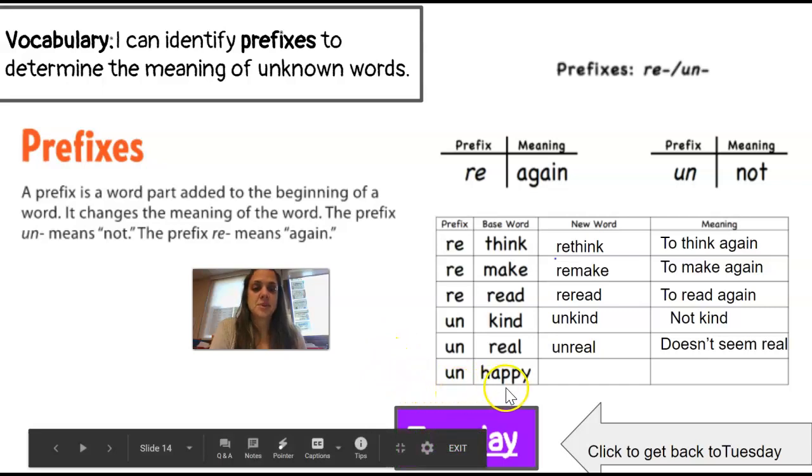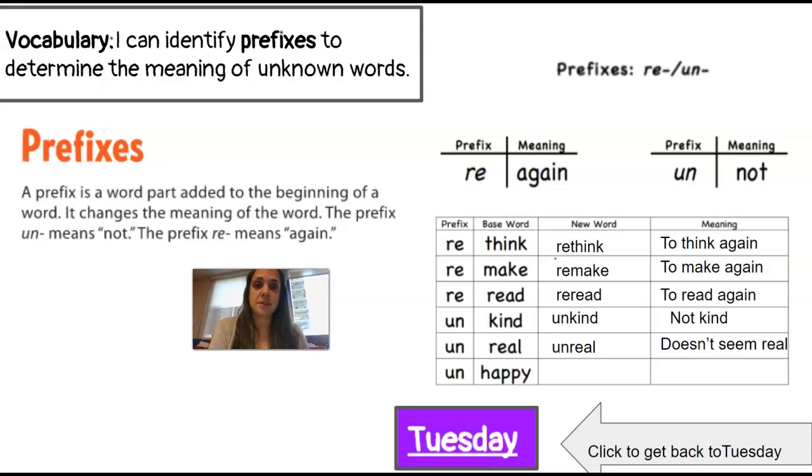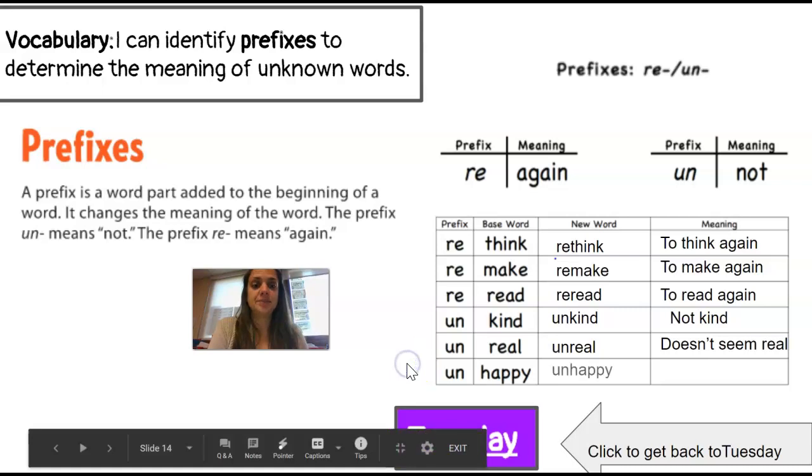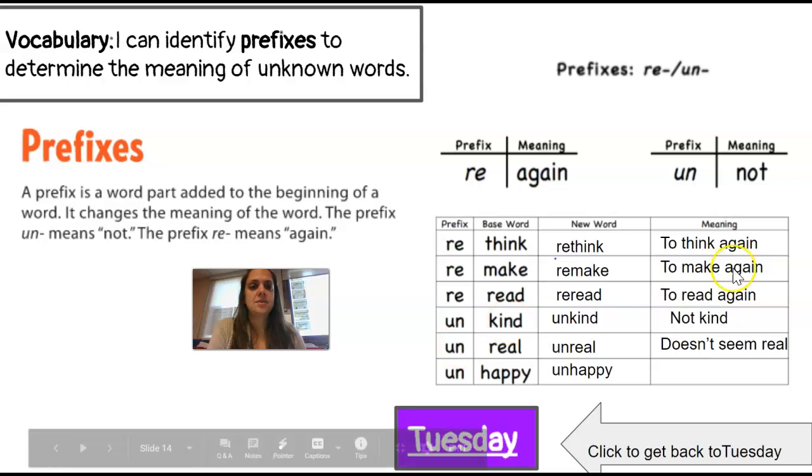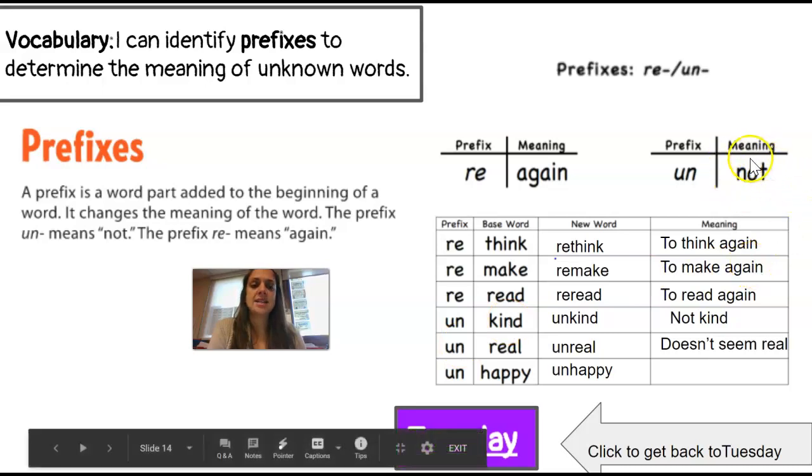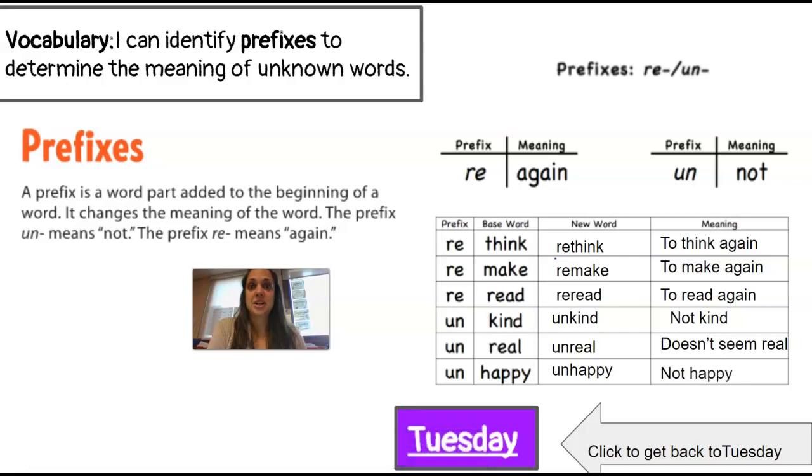Here is our next base word, happy. Here is our prefix un. What is our new word when we add the prefix to the front of the base word? Let's check your thinking. Unhappy. Now, let's use our meaning not to write the meaning of our new word, unhappy. Let's check your thinking. Not happy.